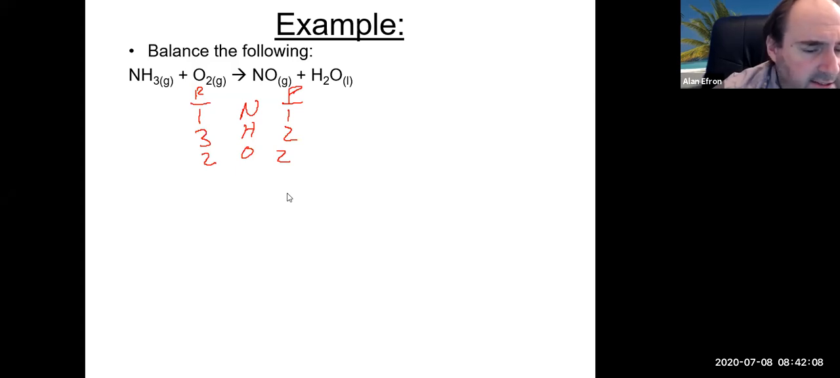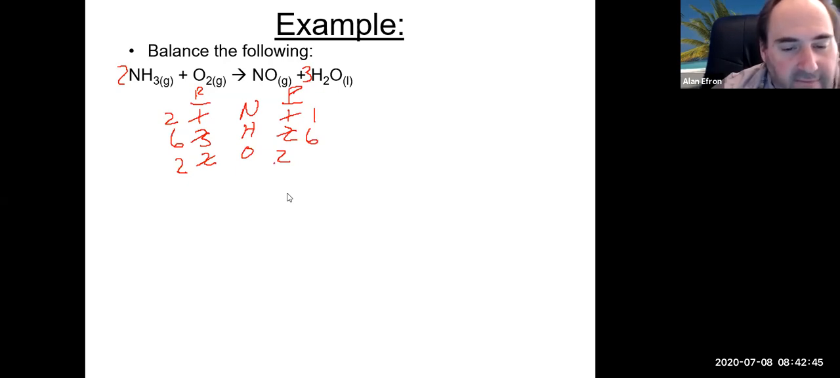Just the hydrogen is not balanced. So on the left-hand side, we have 3. Right-hand side, we have 2. So our common number between those is 6. So to get our hydrogen on the left to 6, we need a 2. To get our hydrogen to 6 on the right, we need a 3. That's then going to give us 2 nitrogens on the left. Hydrogens, we will have 6. And oxygens, we will have 2. Right-hand side, we still have 1 nitrogen. Hydrogen, we have 6. And oxygens, we have 3 here and 1 more makes 4.